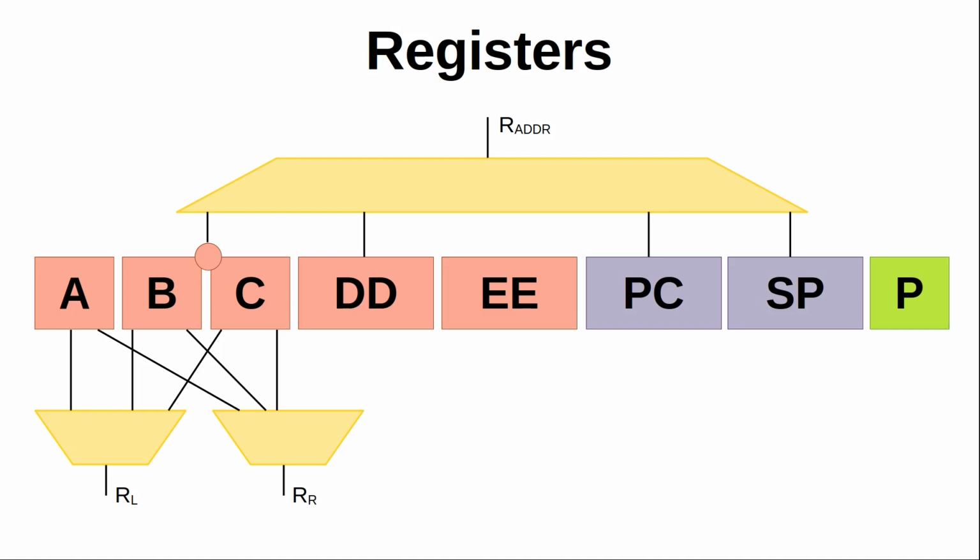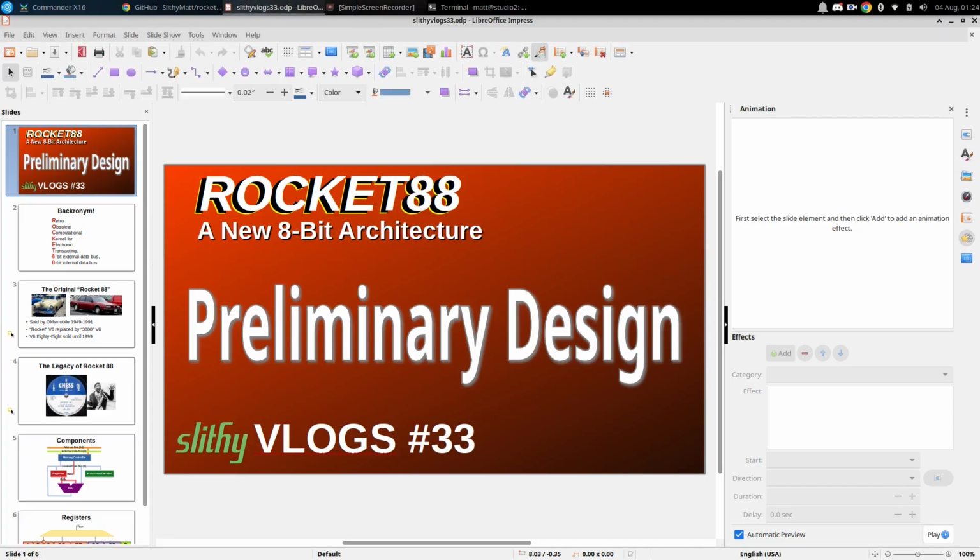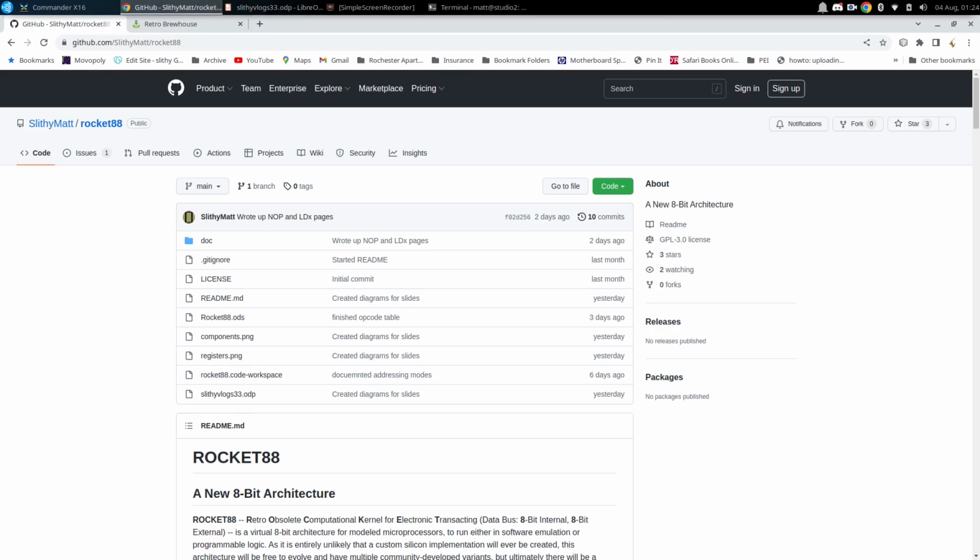So that's what we're going to have for registers. And that's all I got really for slides. What I really want to show you now is the GitHub repo, and that of course is linked in the description, but the name of the repo is ROCKET88.